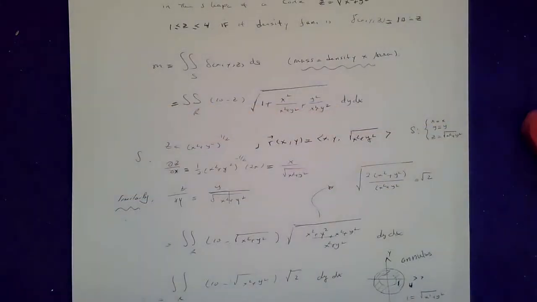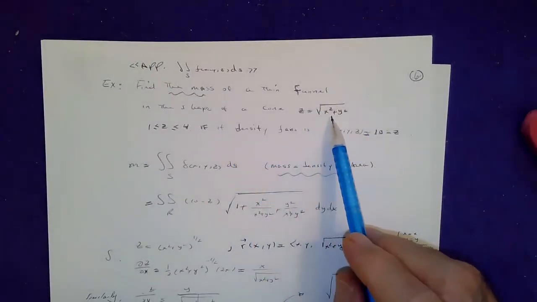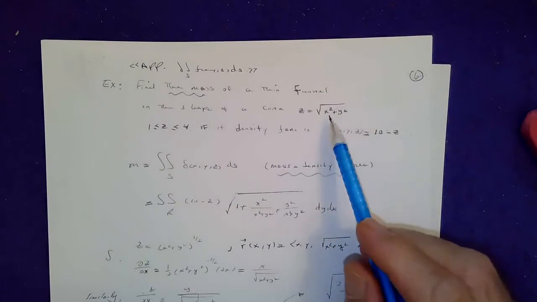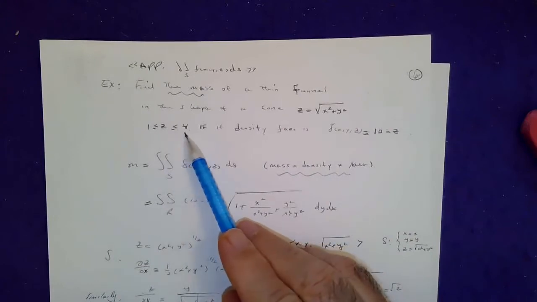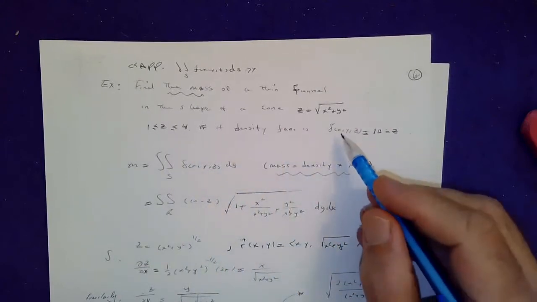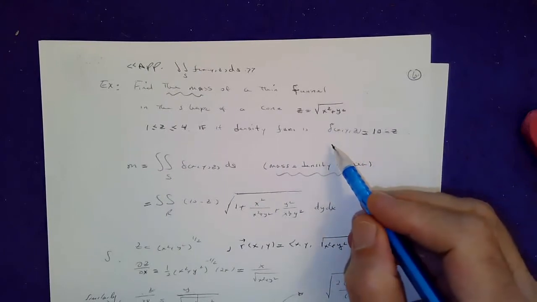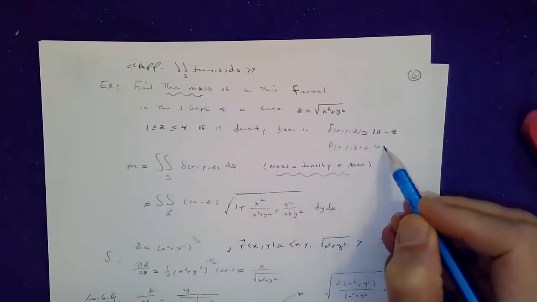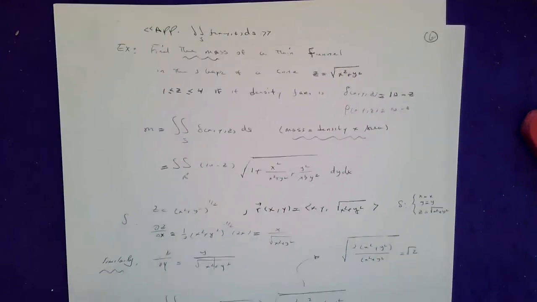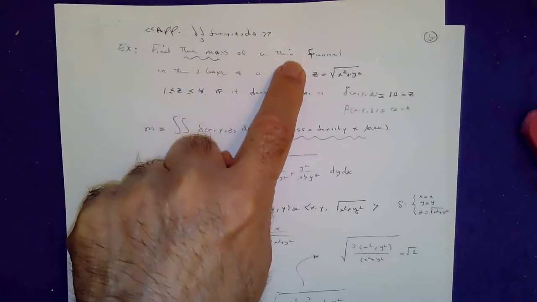Now, a very quick example of this would be finding the mass of a thin funnel in the shape of the cone. Z is equal to square root of x squared plus y squared. I believe this would be the upper half of the cone. Z goes from 1 to 4. If the density function, which is denoted by delta, is 10 minus z, sometimes they use rho for density, sometimes they use delta. So we are asked to find the mass of this thin funnel.